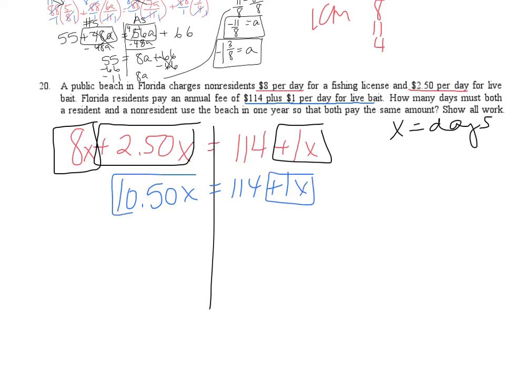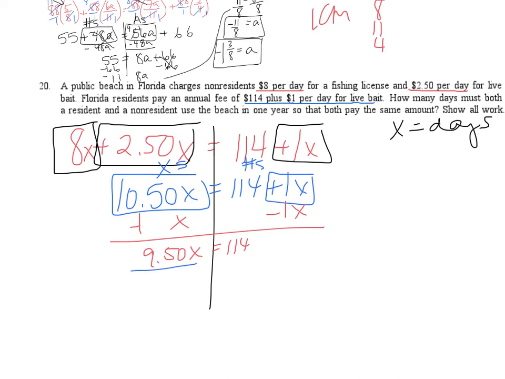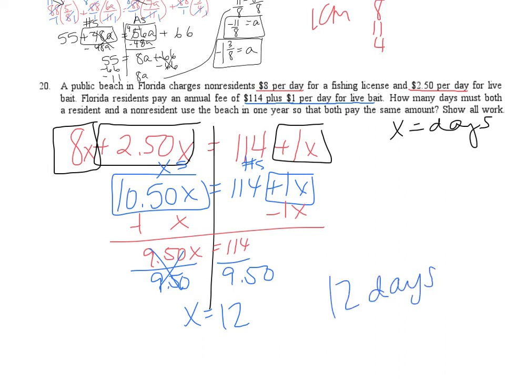Obviously, when I box this in, I see that my left side has bigger x's, so I'm going to leave my x's over there. So I need to move this positive 1x by subtracting it. So I get 9.50x equals 114. Now, I need to move the 9.50 to the other side. Well, it's right next to the x, so that means multiply. So the opposite is going to be divide by 9.50. And when you do, you get x equals 12. So it would be 12 days.